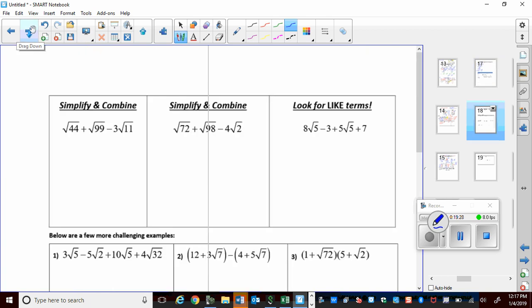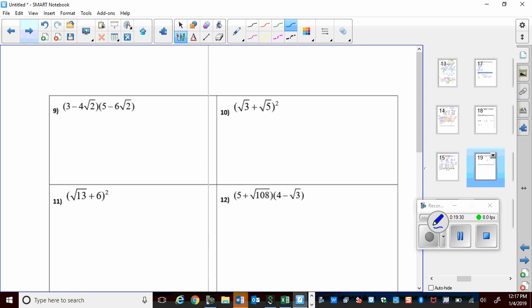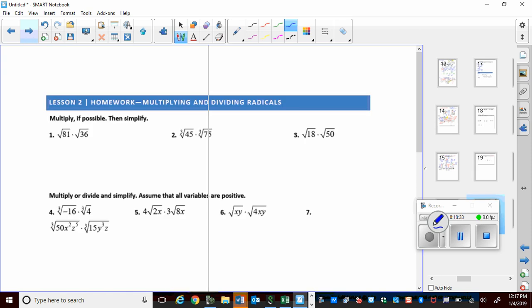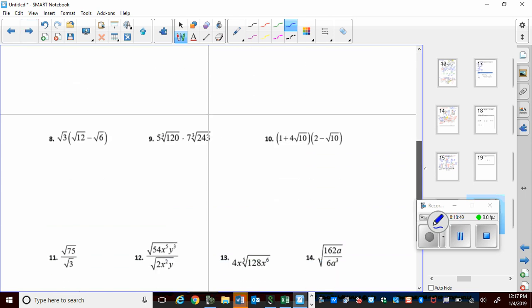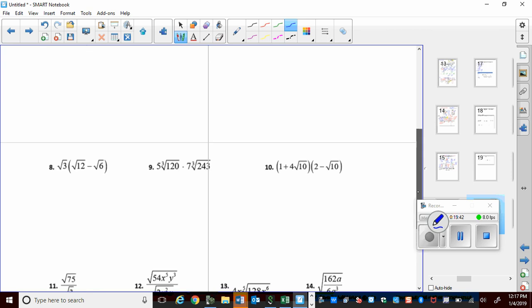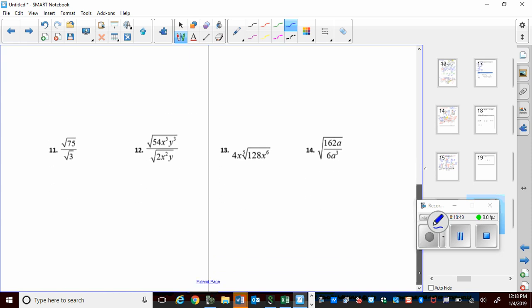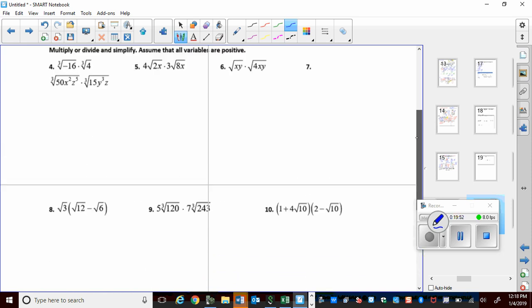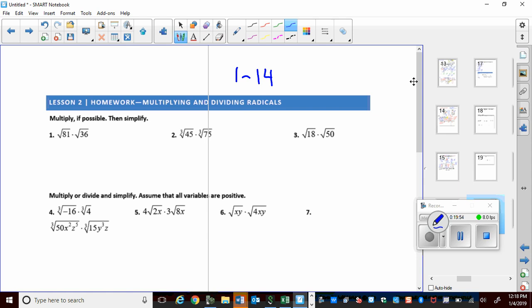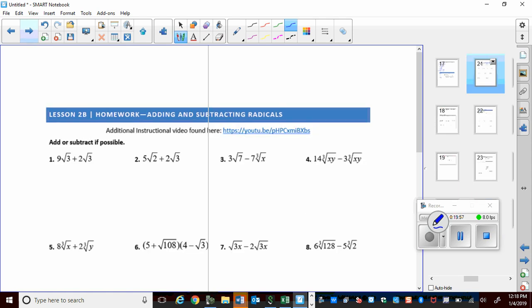And what I need you to do tonight is go through and do some homework. So I'm asking you to do, for your homework, the very first page. So 1 through 14. That page, I will let you know what that page number is. So the very first page, there's two parts to this homework. I only want you to do the very first page.